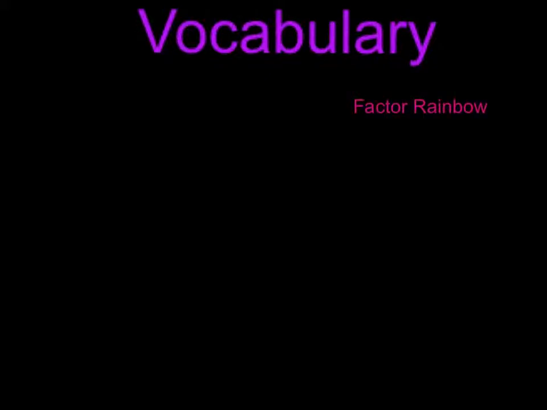Factor rainbow. This is a way to show factor pairs in a list of all the factors of a number. A factor rainbow can be used to check whether a list of factors is correct. For example, 1 and 6 multiply together to make 6, and 2 and 3 multiply together to make 6. You can see that every factor in the list of factors for the number 6 has a partner, so this list is complete.